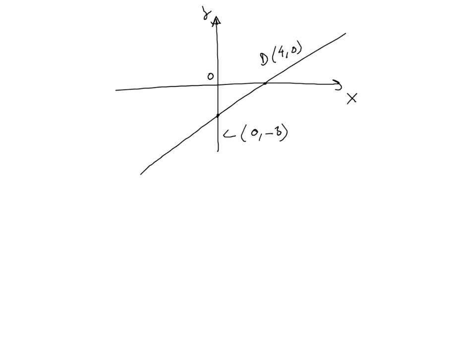O is usually by convention the origin. So we know right away that position vector OD is 4, 0. Position vector OC is 0, -3. And similarly, position vector CD is going to be 4 and 3. And position vector DC will be -4, -3, opposites. Good.